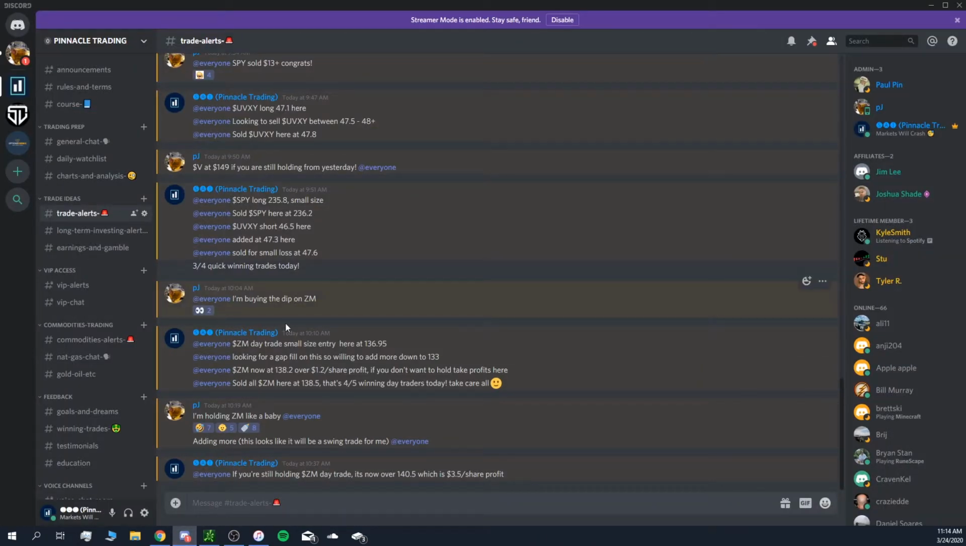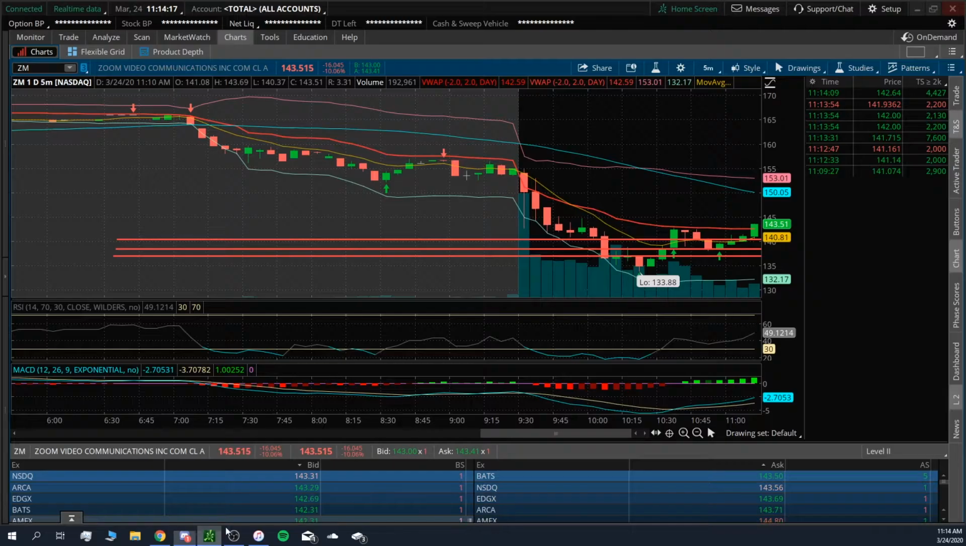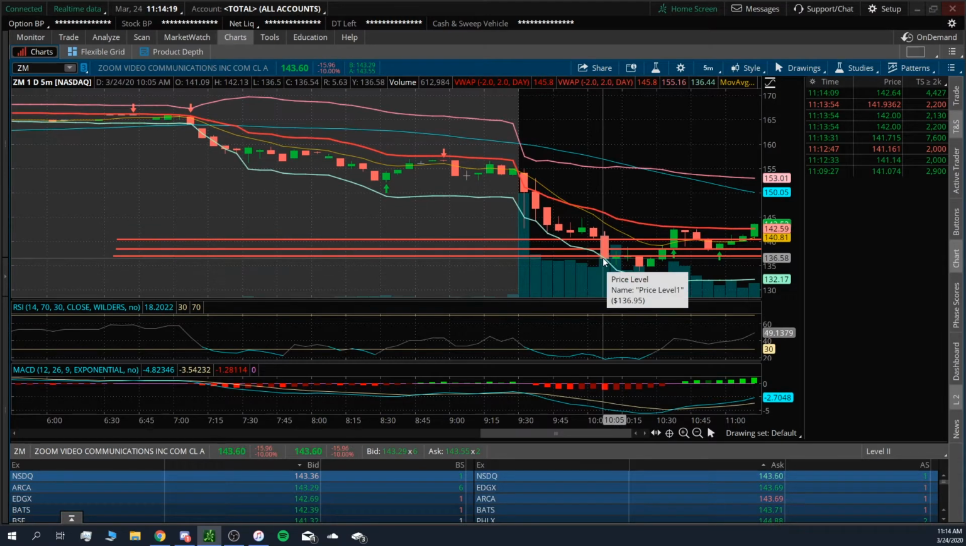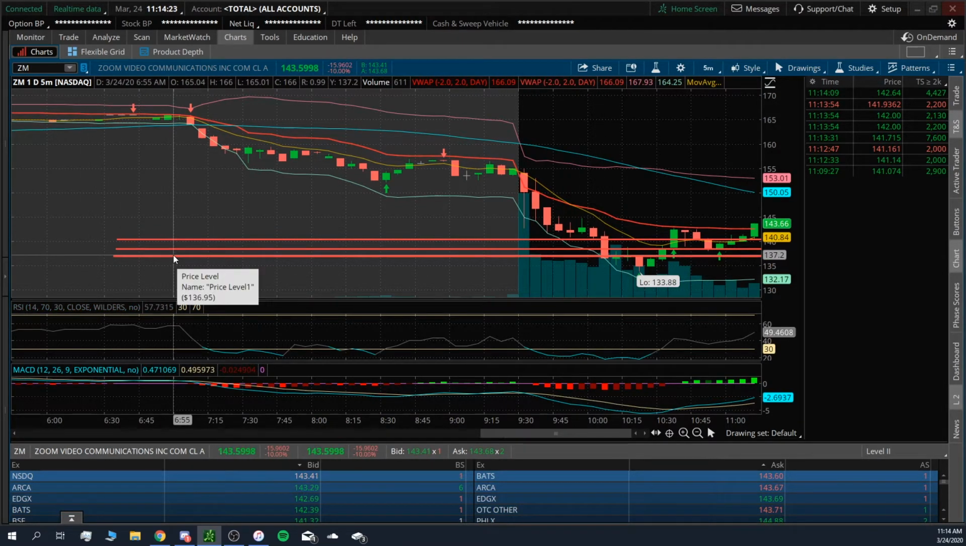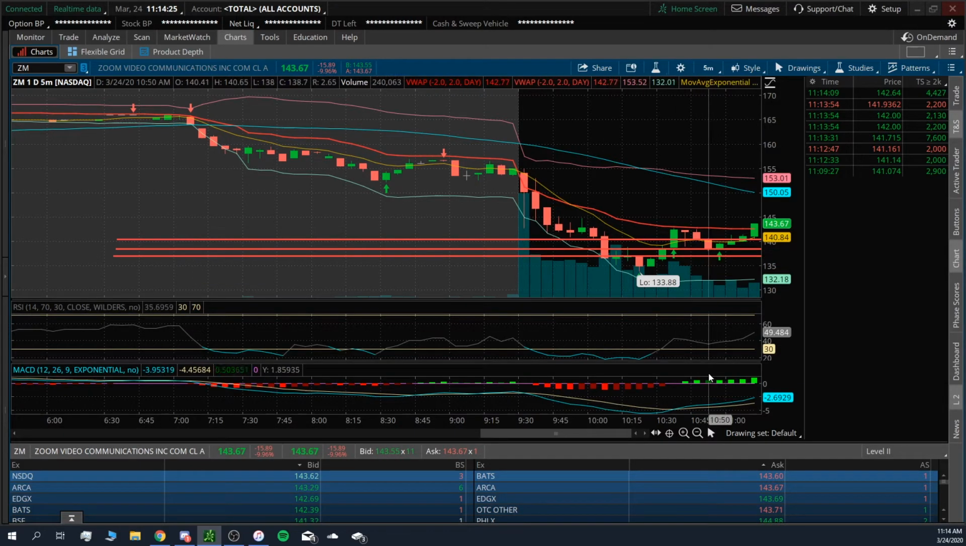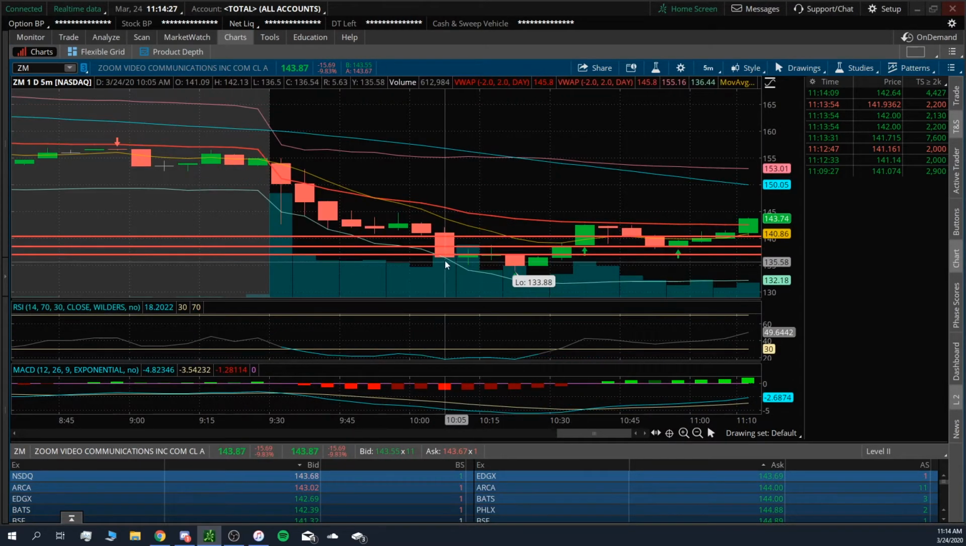So I bought this at 136.95 today at 10:10 a.m. Eastern time. So 136.95, that's down right over here. I put the entry line so it's easier for you guys to see it on the chart. If you're looking at it on mobile, I'm going to zoom in a little bit on here.